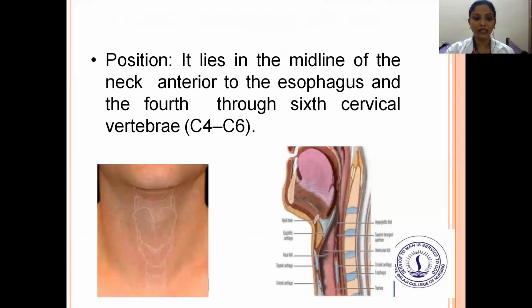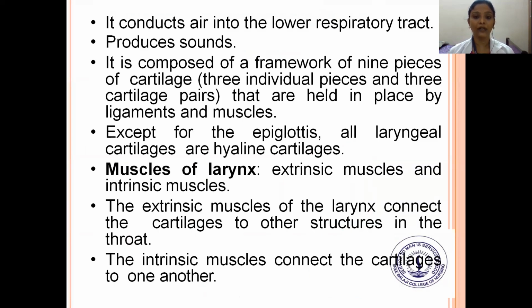It lies midway in the neck, anterior to the esophagus, between the fourth and sixth cervical vertebrae, that is C4 and C6. You can see in this picture the entire position of the larynx. It connects air into the lower respiratory tract. It produces sound. It is composed of a framework of 9 pieces of cartilage, that is, 3 individual pieces and 3 paired cartilages, held in place by ligaments and muscles. Except for the epiglottis, all laryngeal cartilages are hyaline cartilages. So this is the function of the larynx.